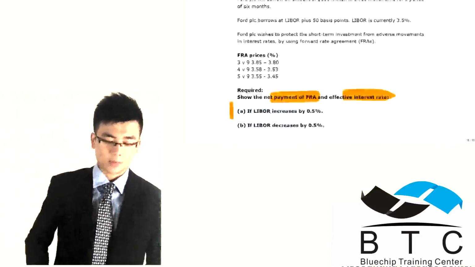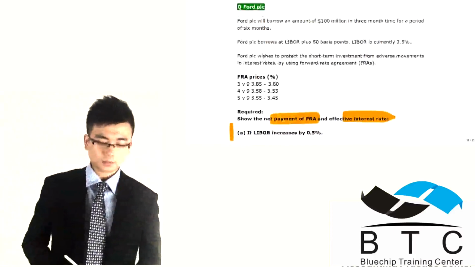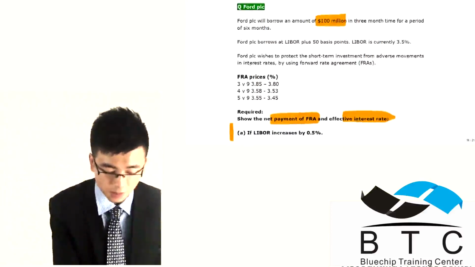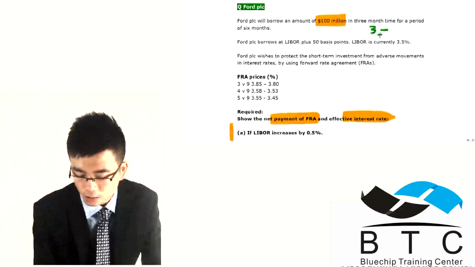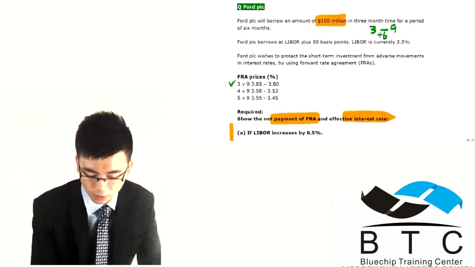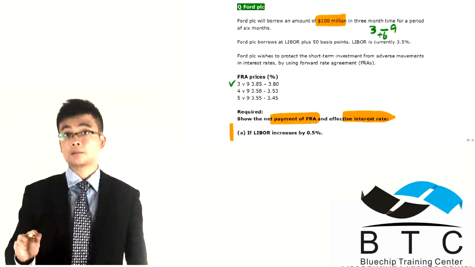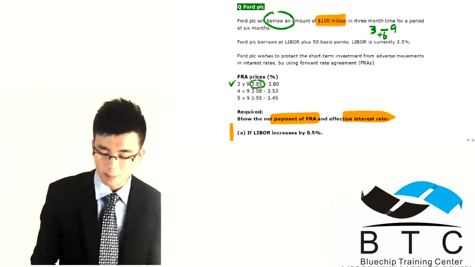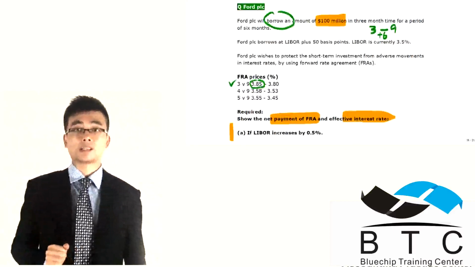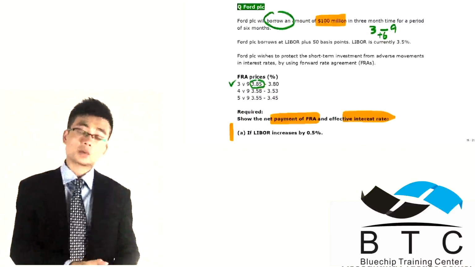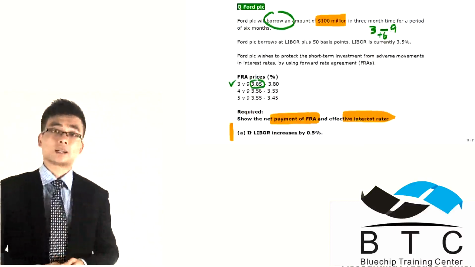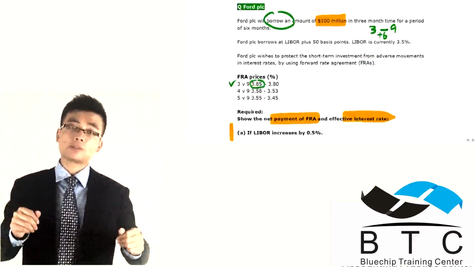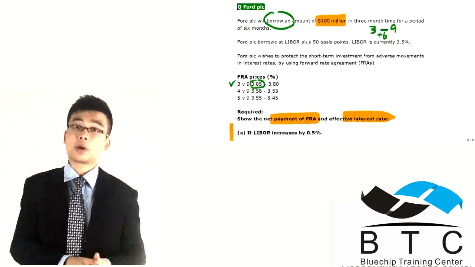So let's have a read through the scenario then. Ford PLC will borrow an amount of $100 million in 3 months' time for a period of 6 months, which means 3 months plus 6 giving us 9, so I'm going to use the floor prices of 3v9. Simple as that. Because you're going to borrow money from the bank, you're going to use a higher rate of 3.85% rather than 3.8%. In the real world, the prices quoted will be different from bank to bank, okay? Of course the 3.85 is the offer rate, but sometimes the bank would quote it as 3.8 to 3.85, so that 3.8 would be the bid price, okay?